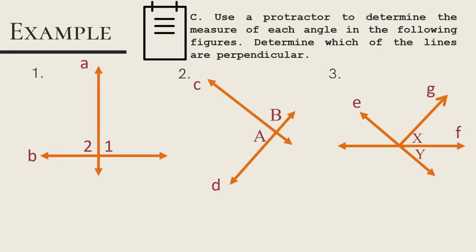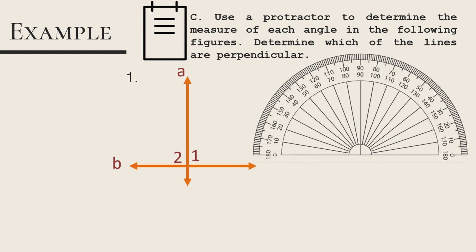Use a protractor to determine the measure of each angle in the following figures and determine which of the lines are perpendicular. For number 1, we have line A and line B. Line A intersects line B, forming angles 1 and 2.